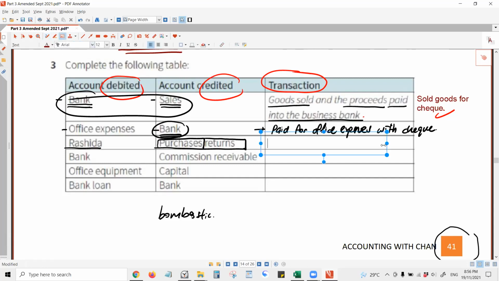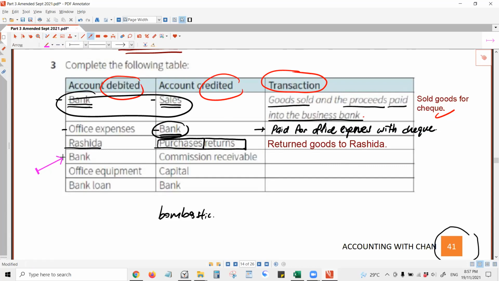You may write it as: return goods to Rashida. Again, simple. I know it's not a complete sentence without a subject in front. Is it still acceptable? Yes. Return goods to Rashida. You don't have to write, we return goods to Rashida. Just write the other half of the sentence and that will do. Return goods to Rashida.